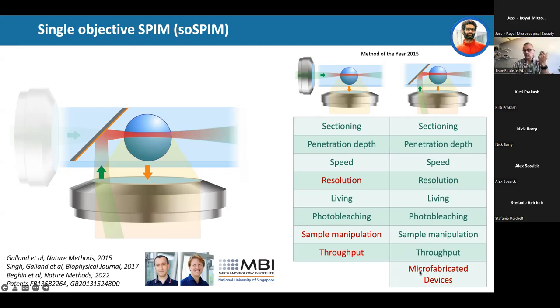But there is now a new limit that we need to consider, which is the use of this microfabricated device, which is, of course, a constraint. But I will show you how we can turn these devices into another advantage, to improve some of the parameters of the acquisition.